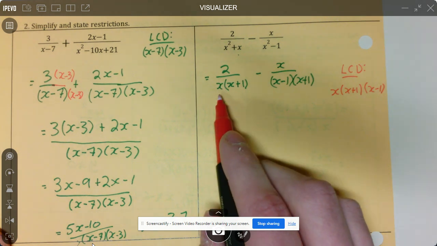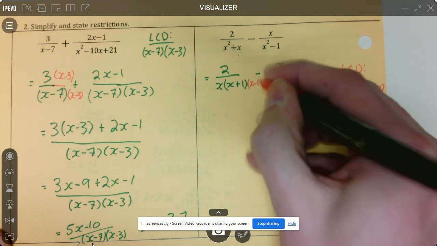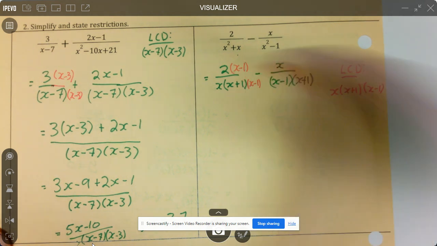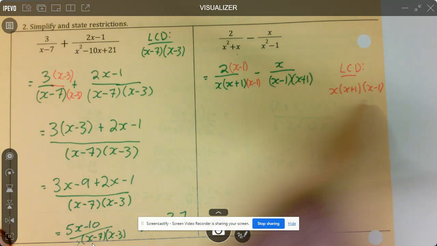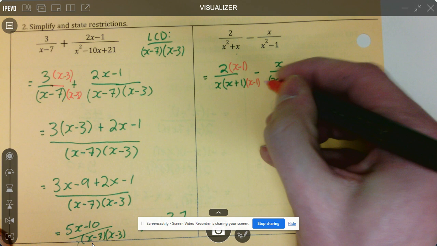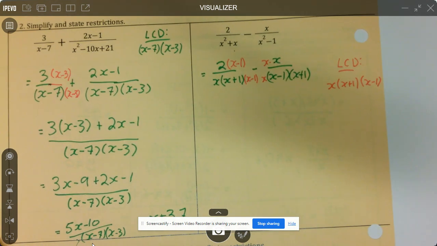What do I need to multiply the first expression by so that it's over this LCD? Well, it's missing an x minus 1, so I've got to multiply that on the top and the bottom. What's missing from the second fraction to make it written over the LCD? Well, it's missing that x, so I need to multiply top and bottom by x.